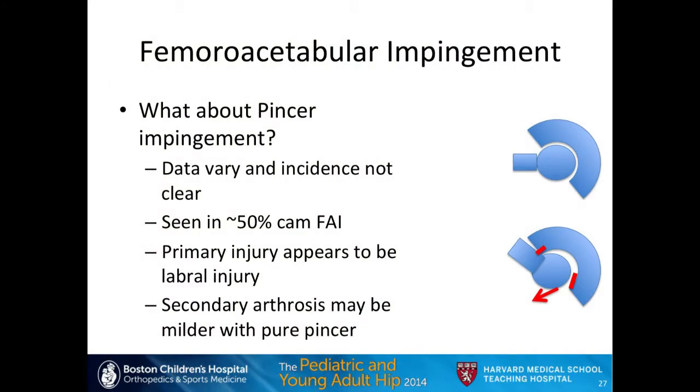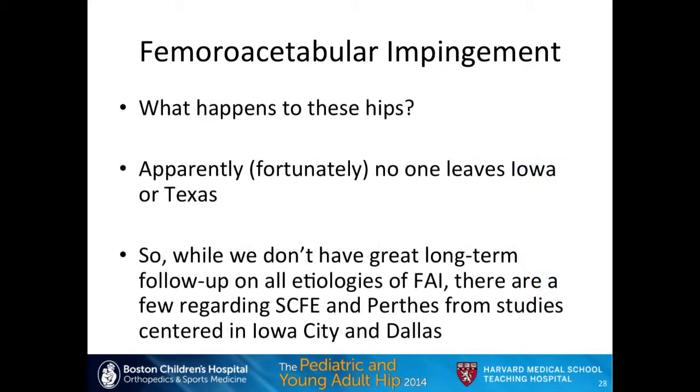I guess to come back to the main point, though, secondary arthrosis may be mild or a pure pincer, and again, there's definitely stuff in the literature now that talks about whether or not this is a real problem or not. I think this can be a problem for arthrosis, but it's left to be determined whether or not it's the biggest player as far as arthrosis in adults.